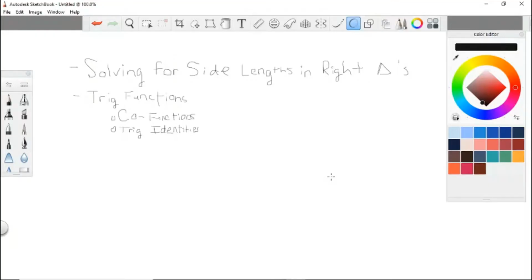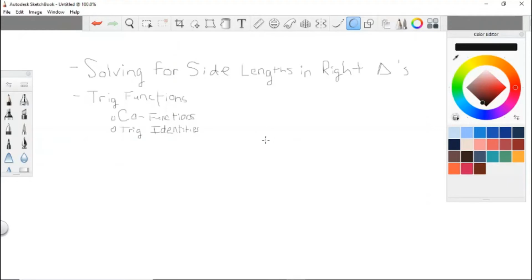Two major basic concepts in trigonometry. These are trigonometric functions and the method in which one can solve for side lengths in right triangles. Okay, so let's start with some examples first.